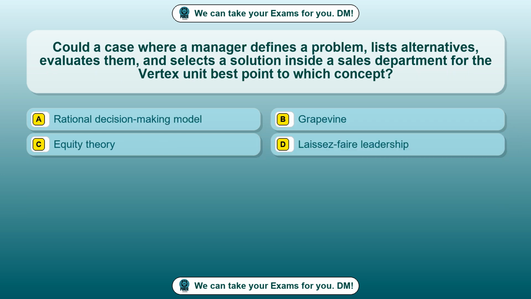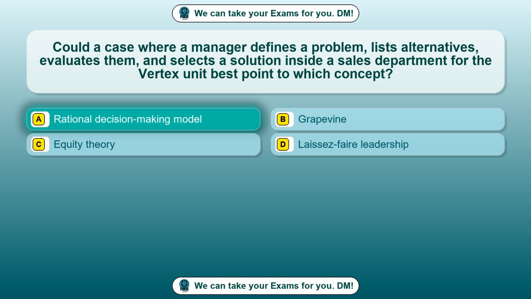Question 54. Consider a case where a manager defines a problem, lists alternatives, evaluates them, and selects a solution inside a sales department for the Vertex unit. Which concept does it best point to? Option A, rational decision-making model. Option B, grapevine. Option C, equity theory. Option D, laissez-faire leadership. The correct answer is option A, rational decision-making model.